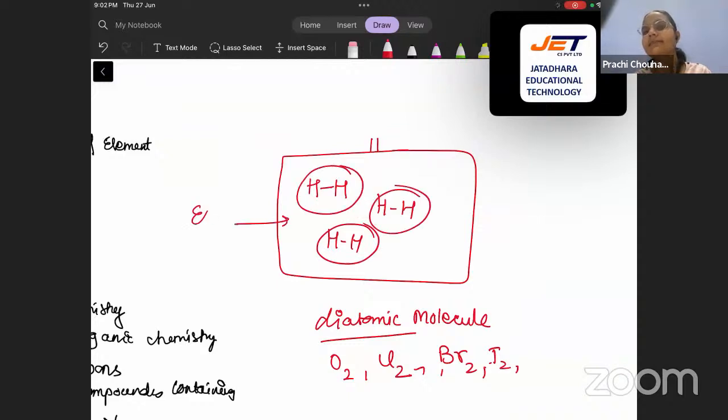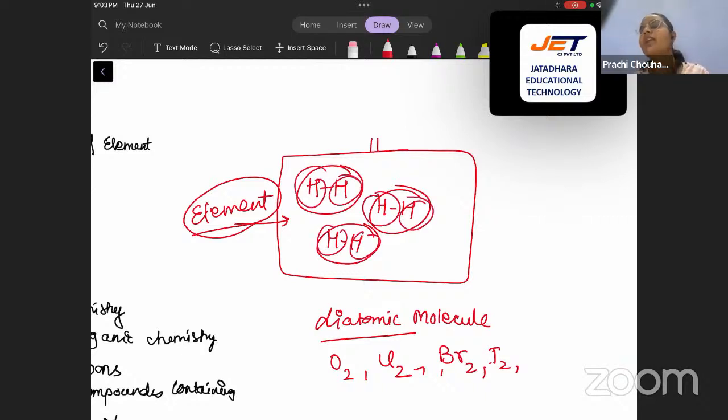This is an element. What is this element? Hydrogen. And in this hydrogen, what is the constituent particle? It is the hydrogen molecule. And what I can see here is that all the atoms are the same. We have hydrogen, hydrogen, hydrogen, and hydrogen.